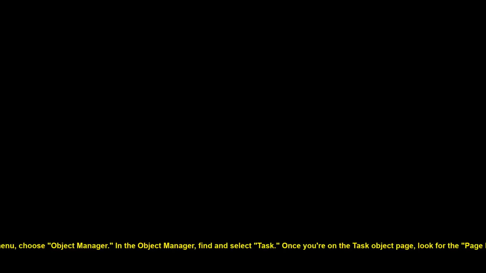Now, click on the gear icon in the top right corner to access setup options. From the Setup menu, choose Object Manager. In the Object Manager, find and select Task. Once you're on the Task page, click on Page Layouts to view the available layouts for tasks.